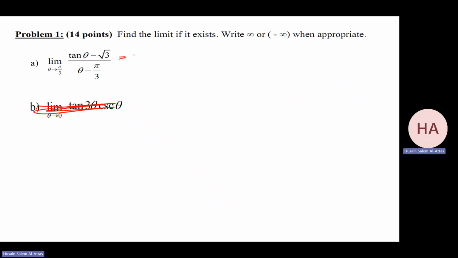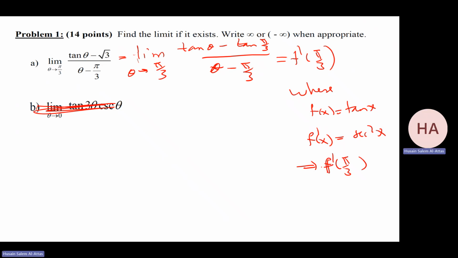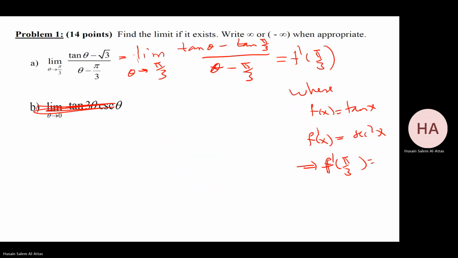So this one is what? Limit as theta goes to pi over 3 of tan theta minus tan pi over 3 over theta minus pi over 3. So this is f prime at pi over 3, where f of x is tan x in this case, where f prime of x is secant square. That implies f prime at pi over 3 is what? Wait a minute. Pi over 4, it's 2. Yeah. Pi over 3, which is what? Half, half, yeah. Cosine is half, secant is 2, so it will be 2 squared, which is 4. So this limit equals 4.